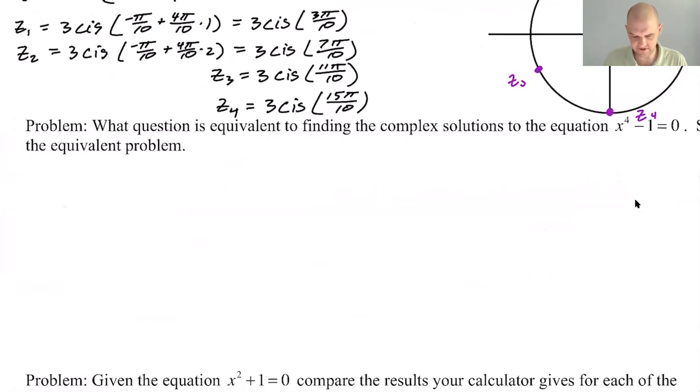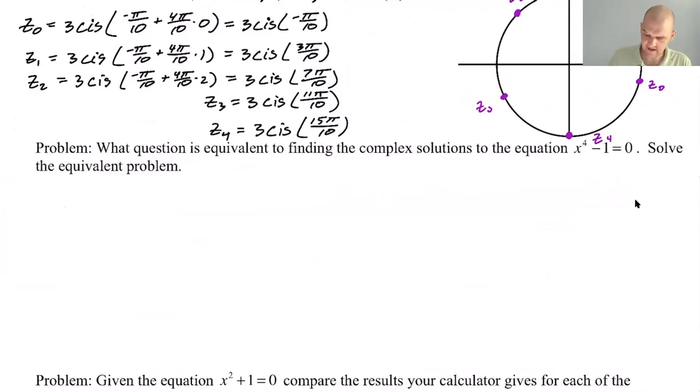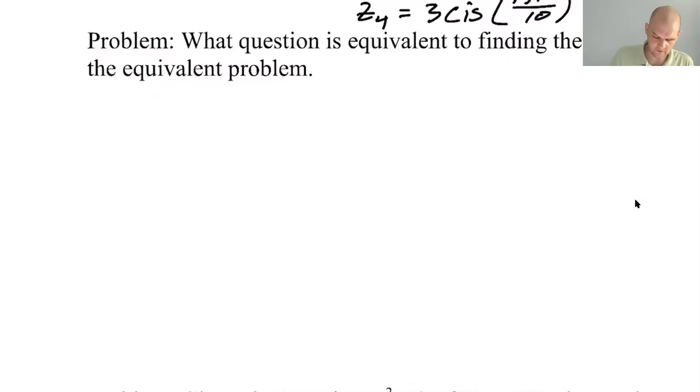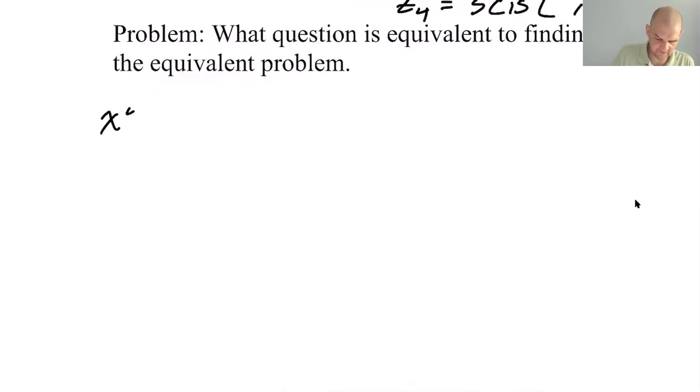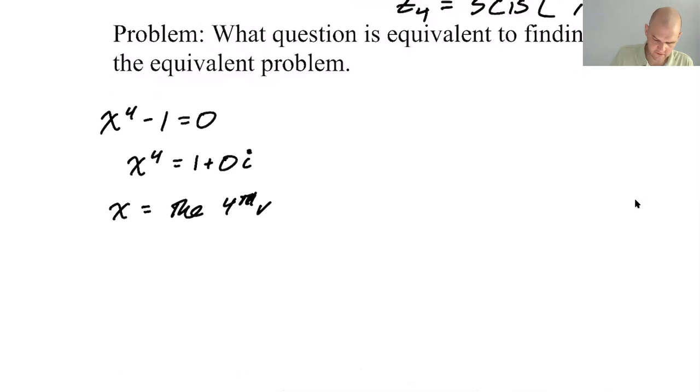What equation is equivalent to finding the complex solutions of x to the 4th minus 1 equals 0? Solve the equivalent problem. So x to the 4th minus 1 equals 0 is the same as x to the 4th equals 1, which is 1 plus 0i. So x is going to be the 4th roots of 1 plus 0i. That's what I'm really doing.